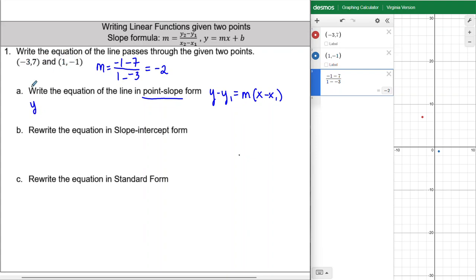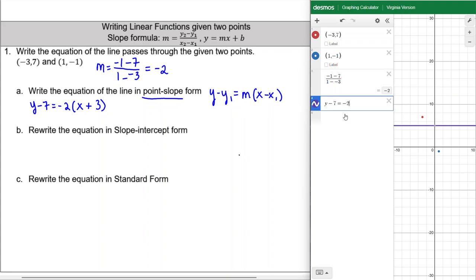So I'll just choose the first one. y minus the y coordinate, 7, equals the slope, which is -2, times x minus the x coordinate, which is -3. Okay, and that's it. We can clean this up a little bit. The negative will end up being a positive, so I'll just put a +3 there, and there you go. Let's see if this works. When I put this in Desmos, it should draw a line through those 2 points. There you go, it works, okay?